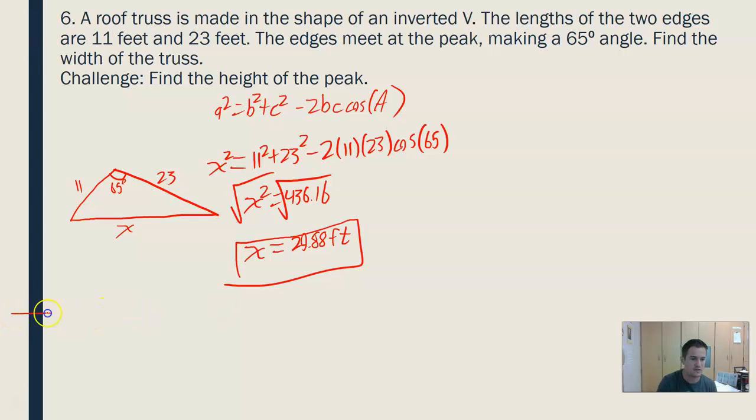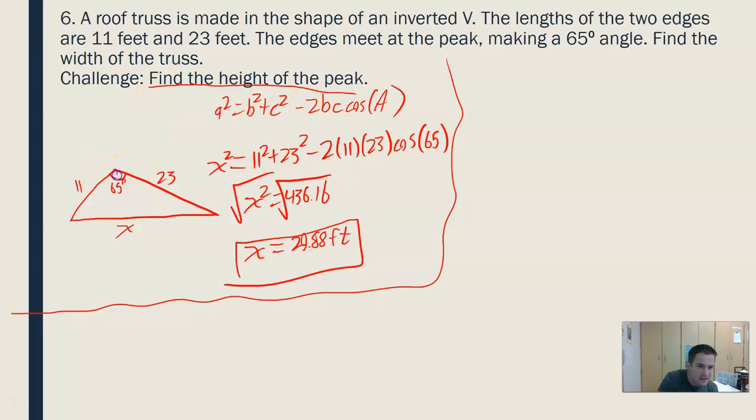We're done. We used the law of cosines. That was great. Challenge part says find the height of the peak. So I need to find this distance right here. Okay, it's all fine and dandy. Let's do this. So if I draw that little triangle over here, I'm going to go ahead and draw this side of the triangle. I know this side is 23. I just found that. I know this is a right angle. That's all I really know.